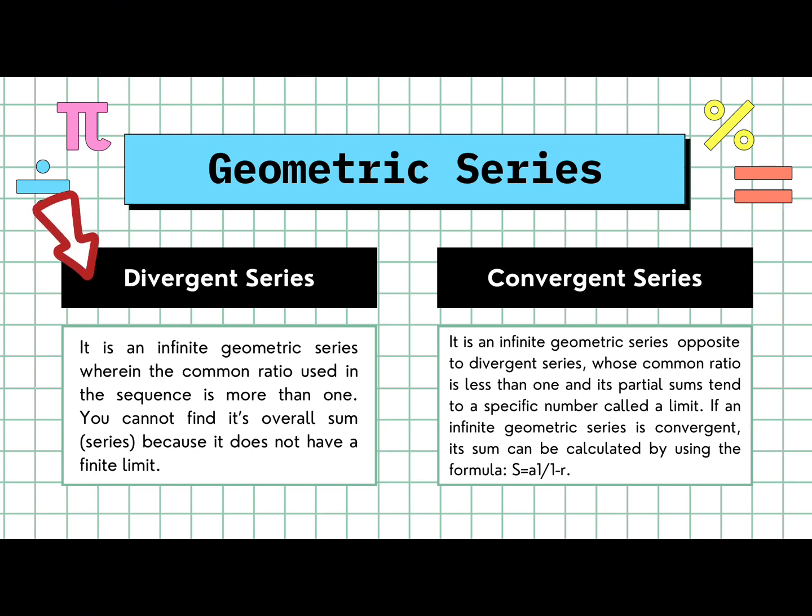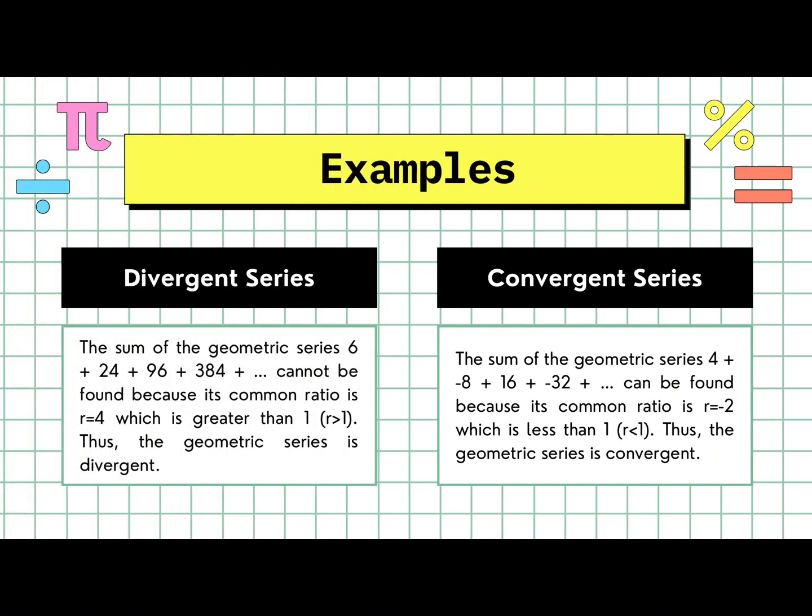And divergent series is an infinite geometric series wherein the common ratio used in the sequence is more than 1. You cannot find its overall sum because it does not have a finite limit. Here are some examples of convergent and divergent series. The sum of the geometric series 4 plus -8 plus 16 plus -32 can be found because its common ratio is -2, which is less than 1. Therefore, the geometric series is convergent.